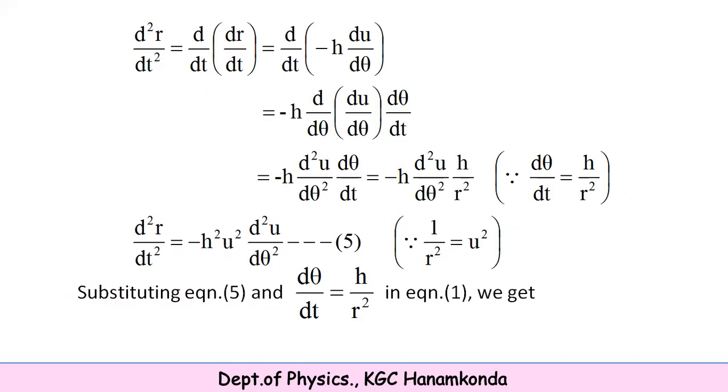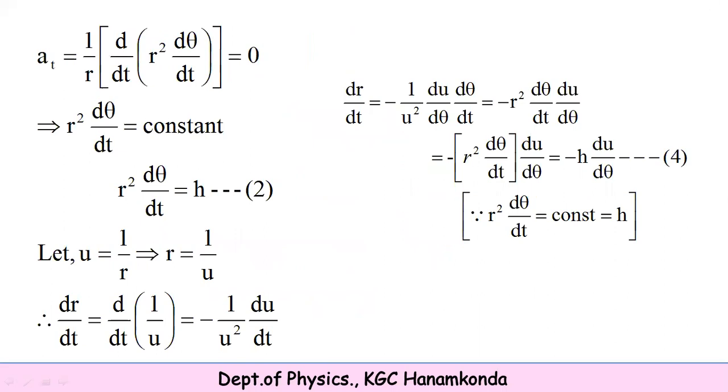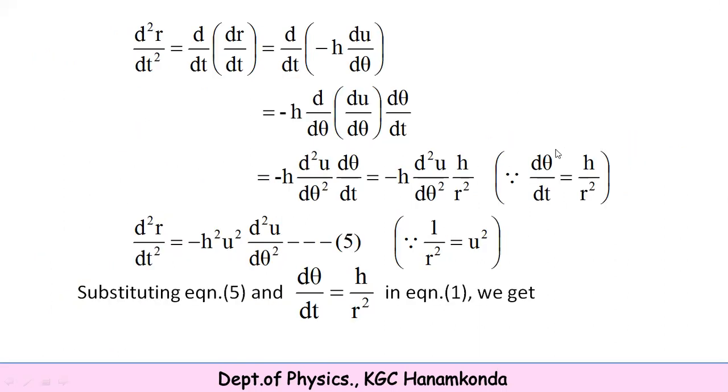And again we are differentiating with respect to time. Then that quantity will become d square r by dt square on the left hand side, that is equals to d by dt of dr by dt. We got dr by dt in equation 4 as minus h into du by d theta. Substituting, d by dt of minus h into du by d theta. And here also we are multiplying with d theta and dividing with d theta. Therefore minus h into d square u by d theta square into d theta by dt.